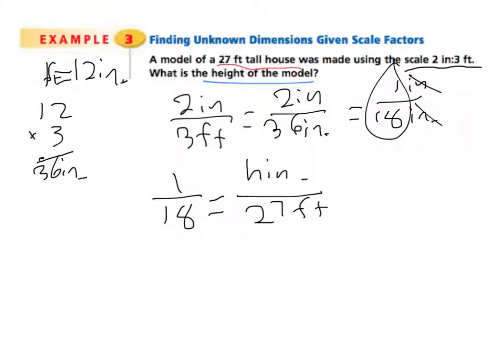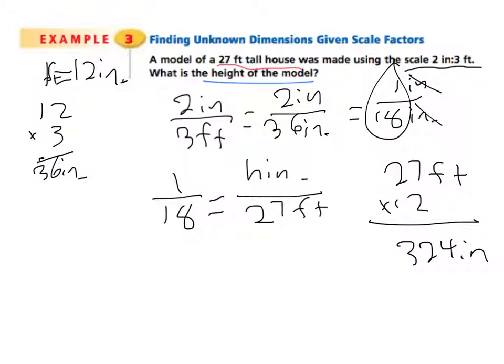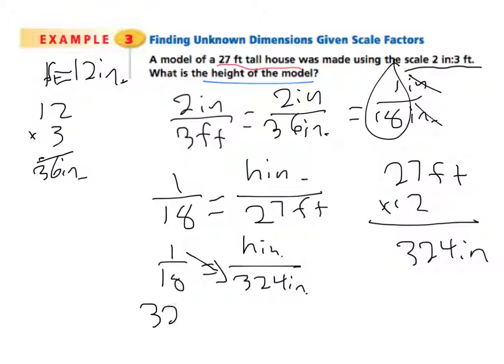Now before we can work with this 27 feet, we have to convert that to inches. Okay, in order to convert that to inches, what we have to do is 27 feet times 12, and that's going to get us 324 inches. So it's 1 over 18 is equal to h inches over 324 inches. So now all of our units are in inches. So now we do cross products. So 1 times 324 is 324. And 18 times h is 18h.